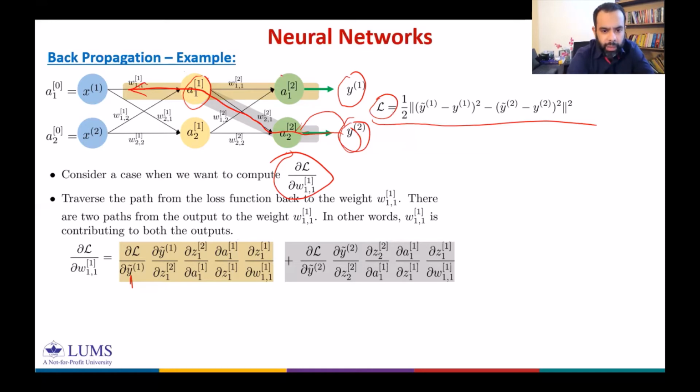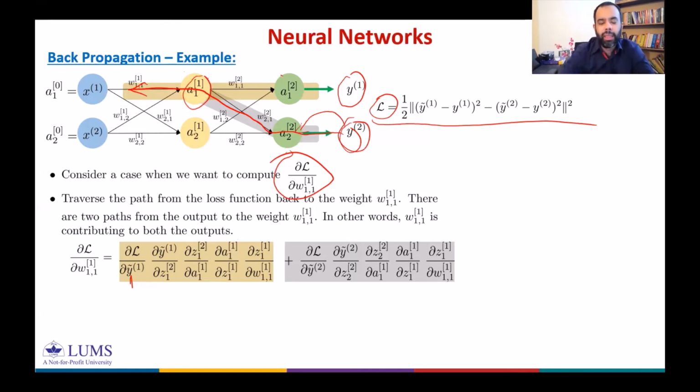Sorry, with respect to pre-activation output first, and then a11, and then a11 with respect to pre-activation output, and finally you have the derivative of pre-activation output with respect to the weight. So this will be the total partial derivative of loss function with respect to one weight.